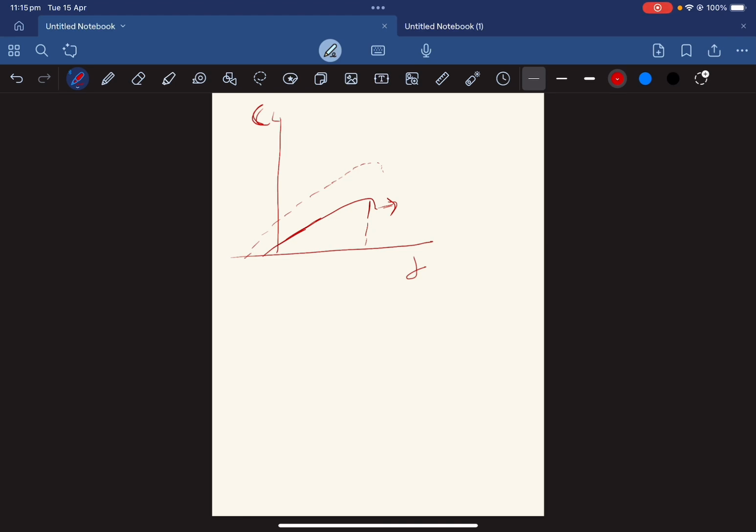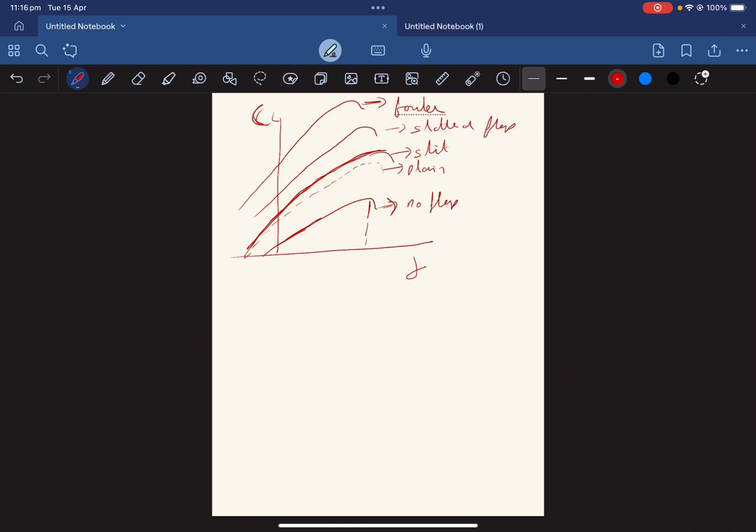Then you have somewhat the same lift, but a little bit more CL compared to plain. This is the split flap, and this one is better. So this is split, this is plain, and this is no flap. After split you have slotted. With slotted, it's going to be a bit more increase in your CL, and then you're going to have Fowler with the greatest increase in CL. This is your Fowler, and this is a slotted flap.